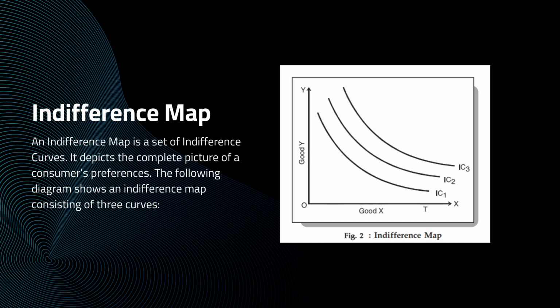We know that a consumer is indifferent among the combinations lying on the same indifference curve. However, it is important to note that he prefers the combinations on the higher indifference curves to those on the lower ones. This is because a higher indifference curve implies a higher level of satisfaction. Therefore, all combinations on IC1 offer the same satisfaction, but all combinations on IC2 give greater satisfaction than those on IC1.